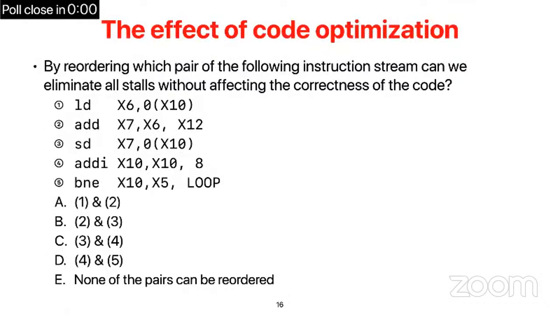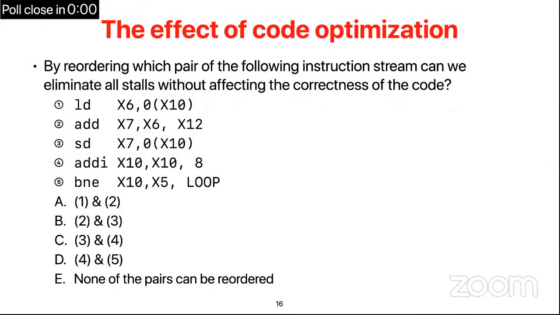Time is up. Okay, so after discussion, we still see a pretty even distribution among you. So why don't we just have a group discussion real quick?